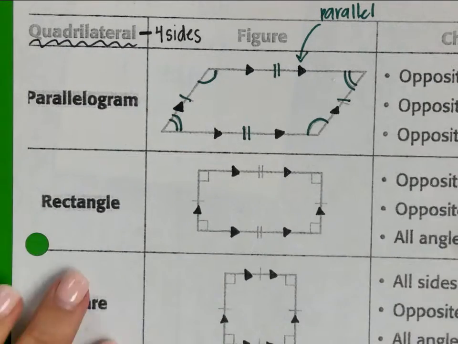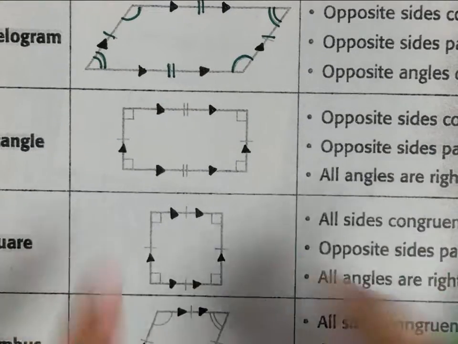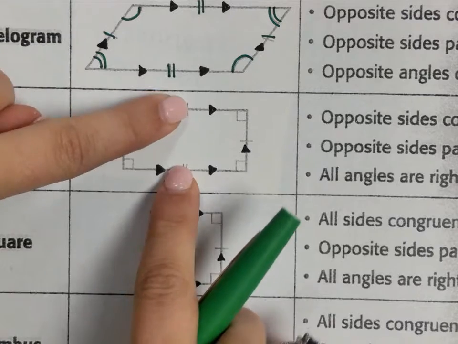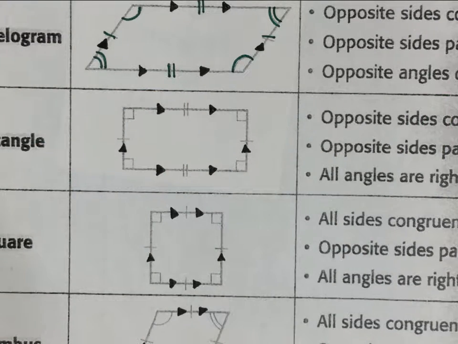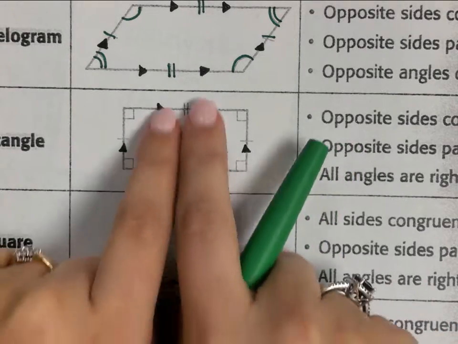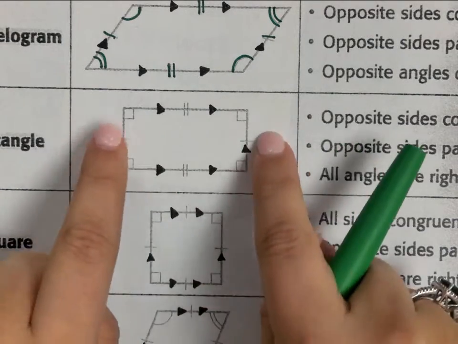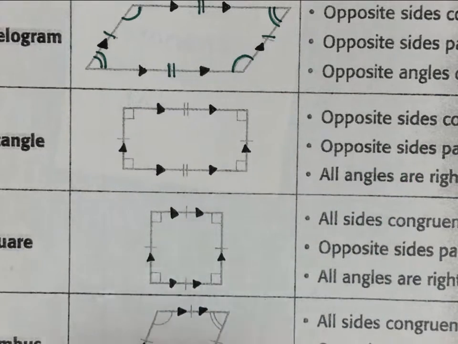If you have a rectangle, then that means you have opposite sides that are congruent as well. So these 2 lines are the same measure, and these 2 lines are the same measure. You have opposite sides that are parallel. So these 2 triangles, remember, those tell me that these 2 lines are parallel, and then these 2 lines are also parallel. Okay? And then in a rectangle, all 4 angles are right angles. So remember, that square right there tells you that it is a right angle.